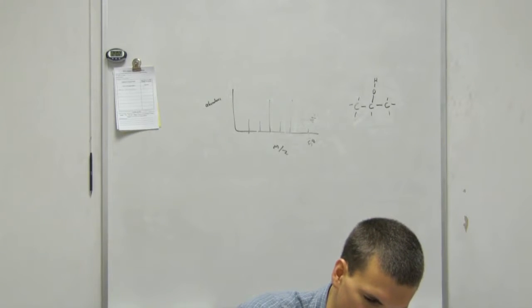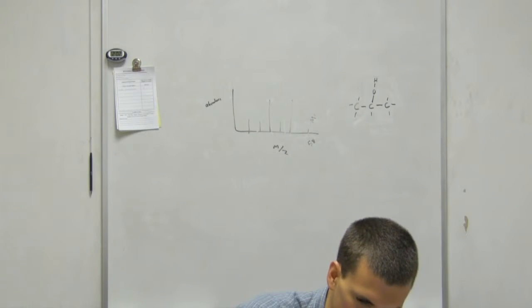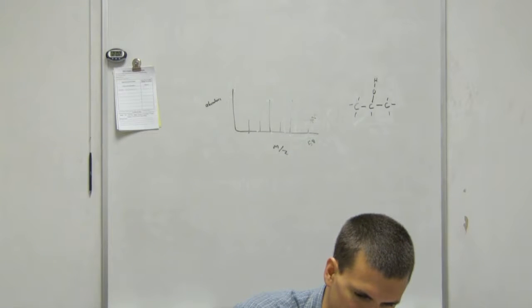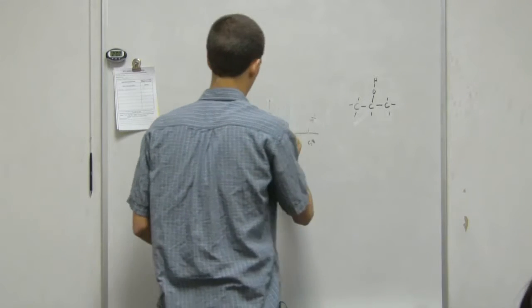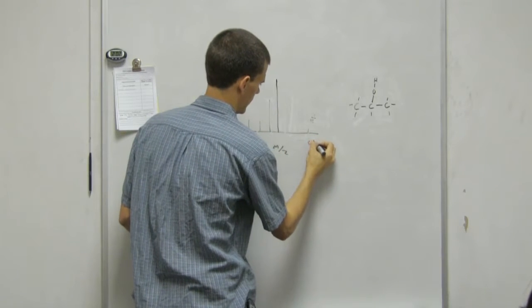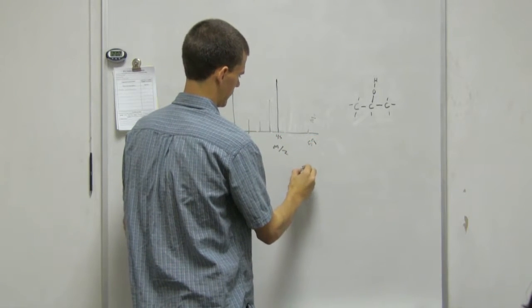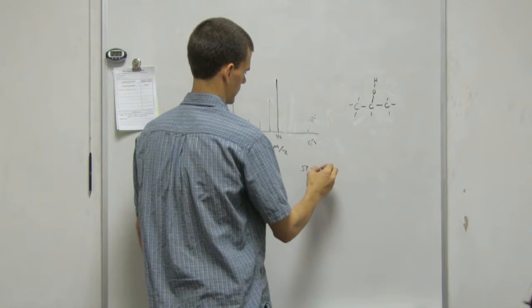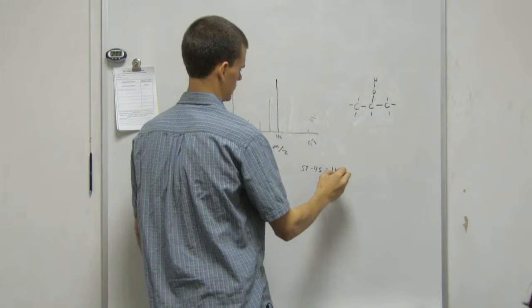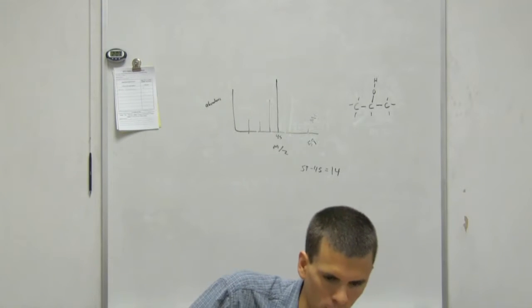So you have to look at how much mass you lost. You went from 59 to 45. So let me draw that. This is 59, and this is 45. So you lost a piece that weighed 59 minus 45, which is 14. So this one is 45? Yep.